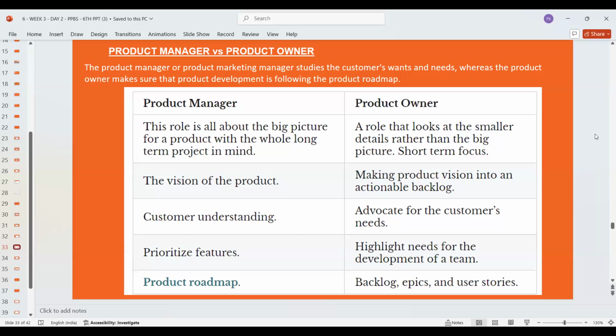Product manager. From the product manager, this Ah, role is all about the big picture for a product with the whole long term project in mind. Yes, and how about product owner? A role that looks at the smaller detail rather than the big picture, short term focus.